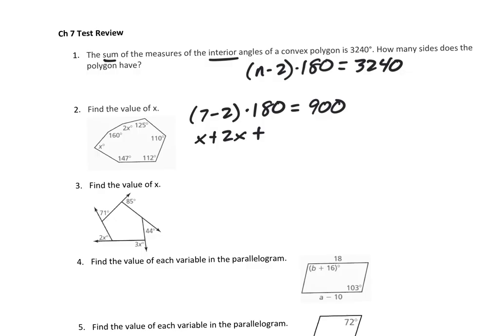Okay, what about number 3? What do we notice about the angles? Where are the angles at? They're on the outside. They're exterior angles. And what do we know about the sum outside? 360. Okay, so this time it'd be 360. So we're going to add all those up and set it equal to 360.